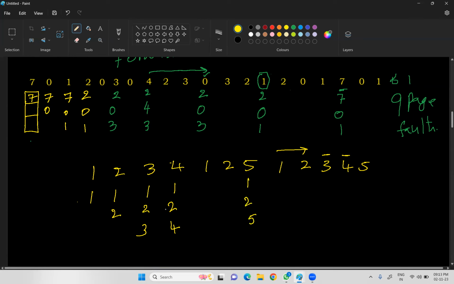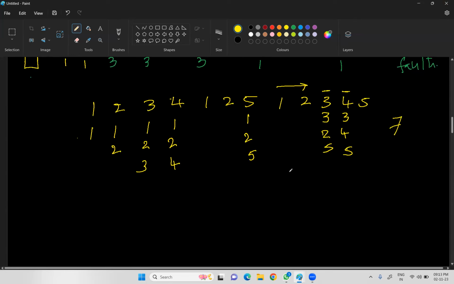1 is available, 2 is available, there is no problem at all. And for 3, which page is going to be replaced? 1 and 2 are not used after 3, so you can take FCFS, FIFO here. So I replace 1 with 3, giving 3, 2, 5. And then 3, 4, 5. Obviously, things are over. So how many? 3 plus 1, 4, 5, 6, and 7. 7 page faults exist.